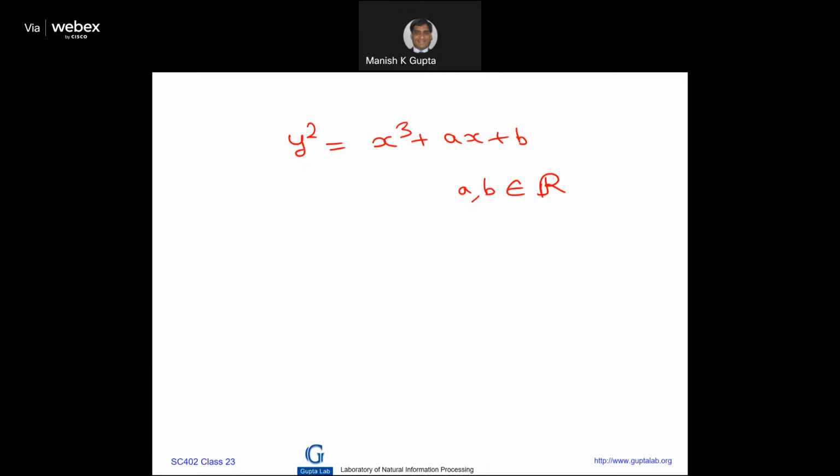How will you solve y square is equal to x cube plus ax plus b? I think in IIT JEE coaching you might have heard: if nothing else works, you can plot. You can plot, right? So basically plot the curve and see where they are intersecting, and those points will be the solutions. So any guess? I gave you a hint: by plotting, you will get the solution, right? So how do we do that?